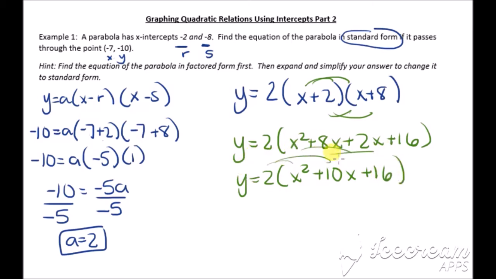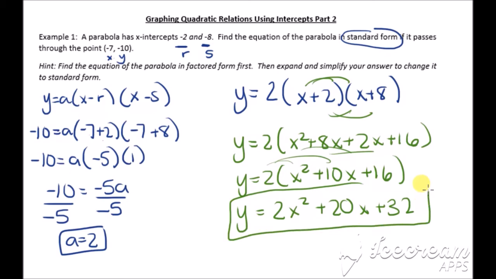And now let's distribute the 2 into the bracket. 2x squared plus 20x plus 32. And this is our equation that has these two x-intercepts, goes to this point in standard form.